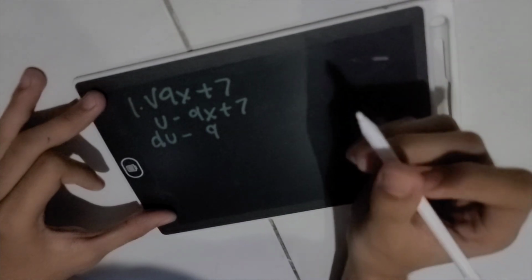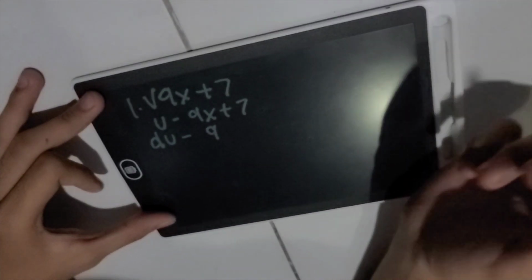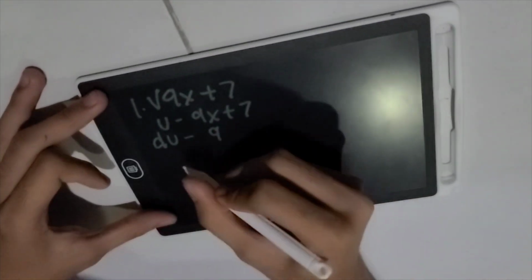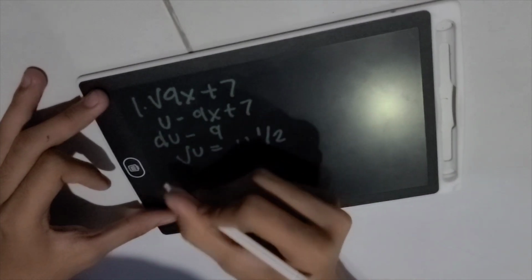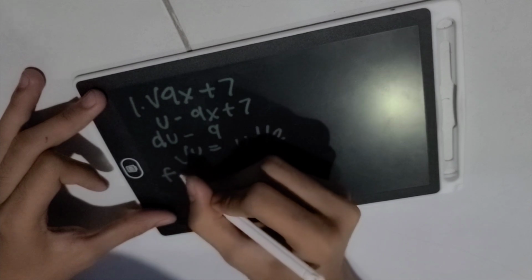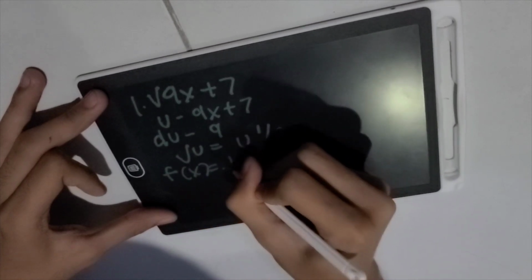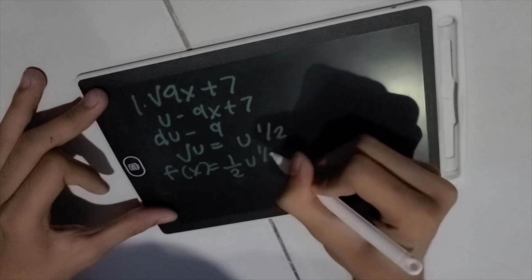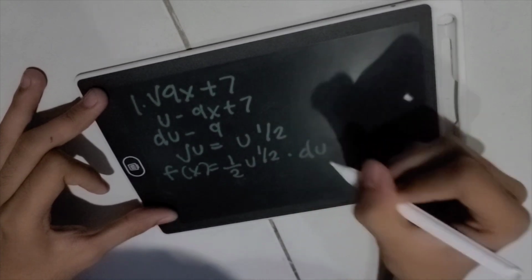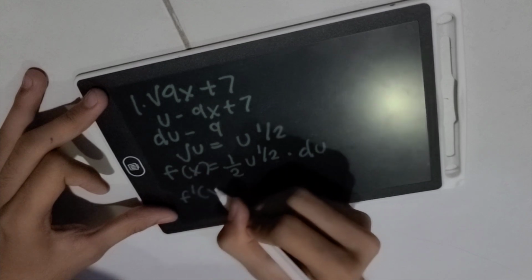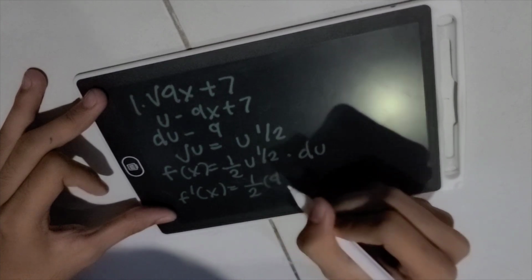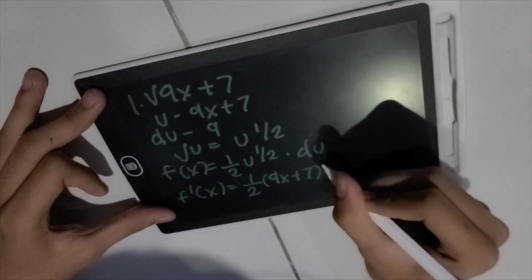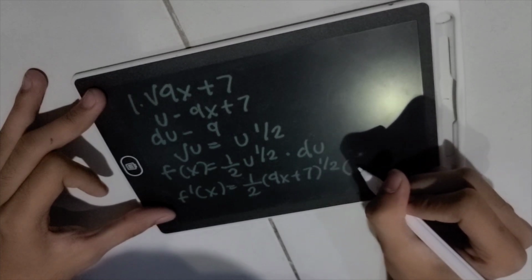So, bakit nawala ang 7? Dahil by the use of constant rule, 7 is a constant number which is equal to 0. Then, square root of u is equal to u raised to 1/2. So, ang nangyayari, f of x is equal to 1/2 u raised to 1/2 multiplied by du. So, f prime of x is equal to 1/2 multiplied by u natin is 9x plus 7 raised to 1/2 times 9.